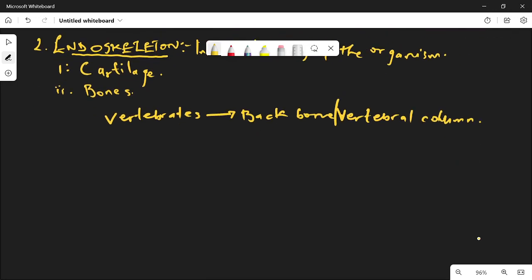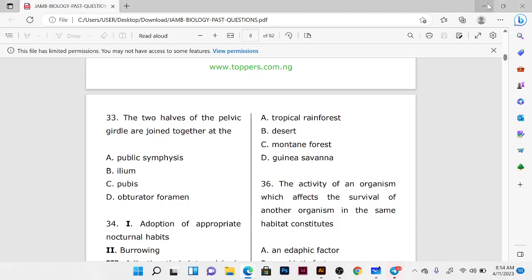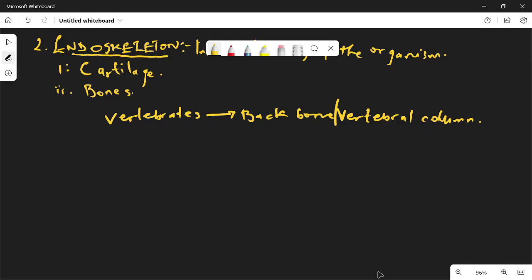So I said that the endoskeleton is made of two components, the cartilage and the bones, and they comprise the vertebral column, the pectoral and the pelvic girdle. If you remember the question in front of us, the question says the two halves of the pelvic girdle are joined together at the, are we together? So that is the question we're actually talking about.